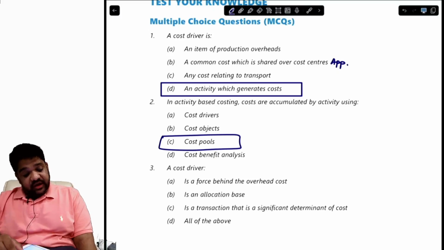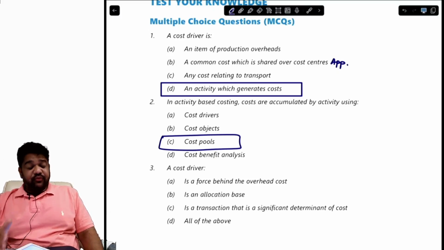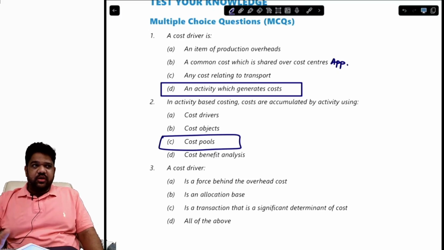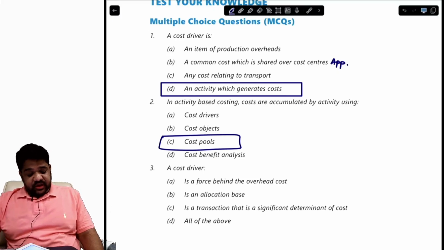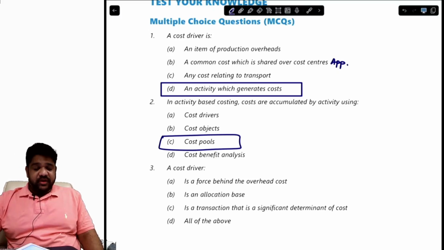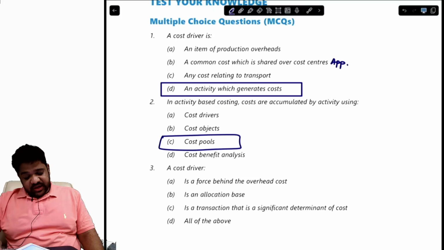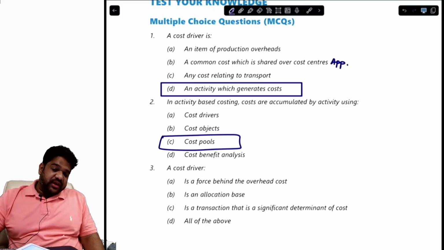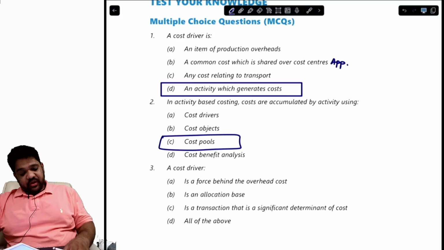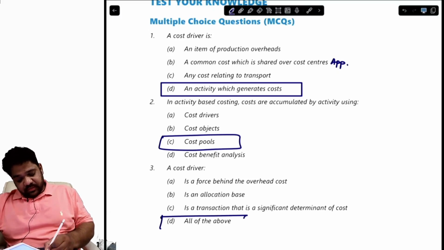Then third one, a cost driver is a force behind the overhead cost. You can say that, because when you say force, it means the reason why the cost is changing. Is it an allocation base? Yes, the cost driver volume is an allocation base. Is it a transaction that is a significant determinant of cost? It is again why the cost changes. So we will go with all of the above.